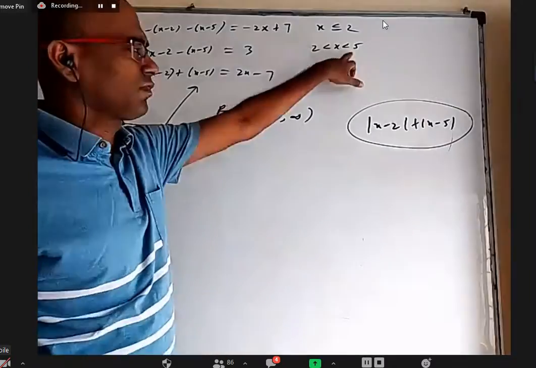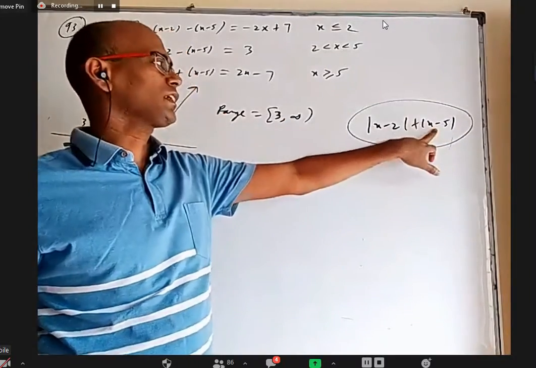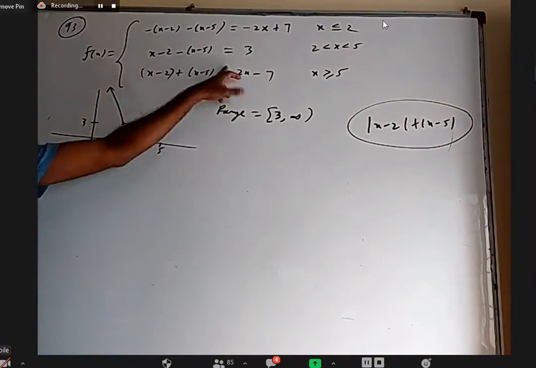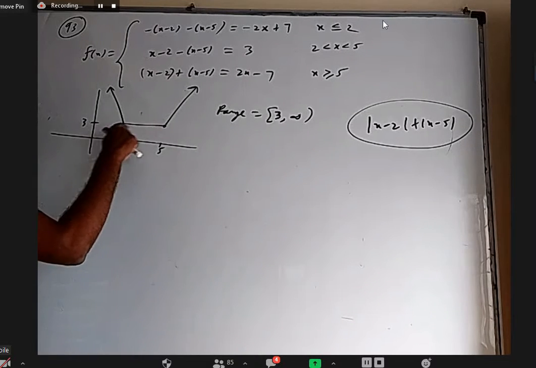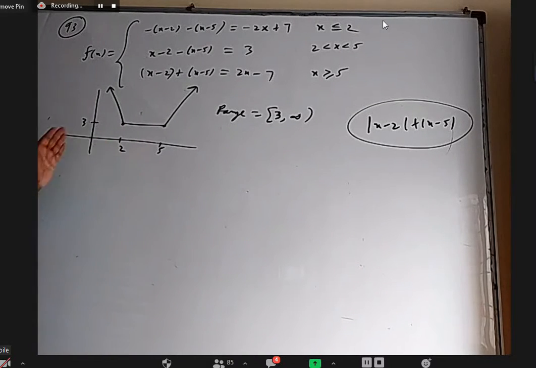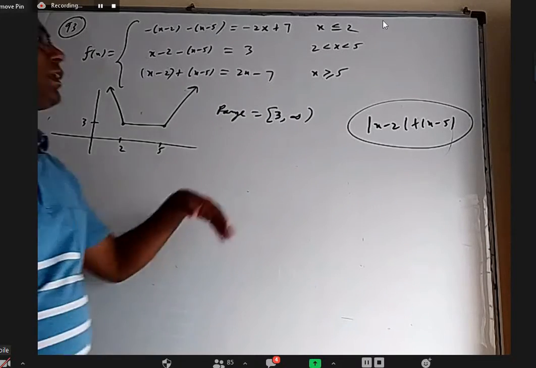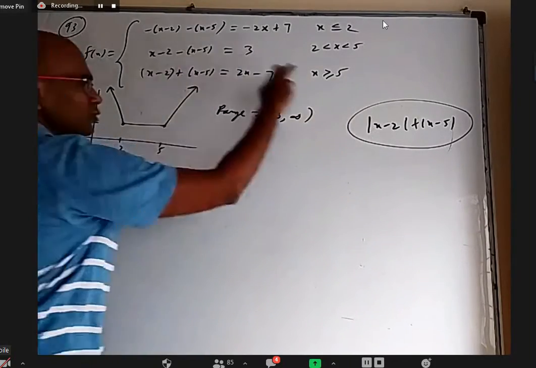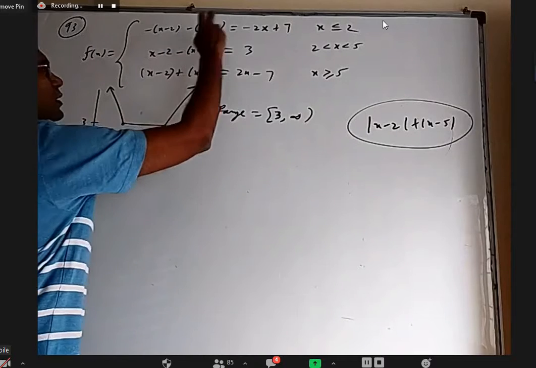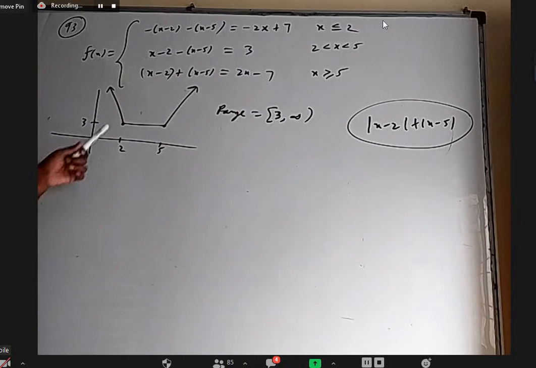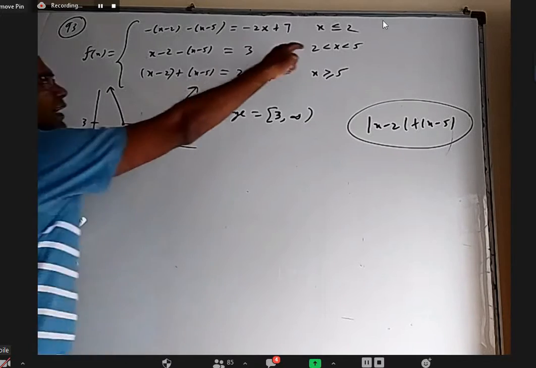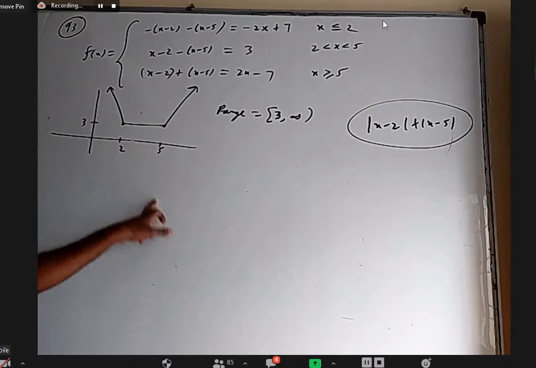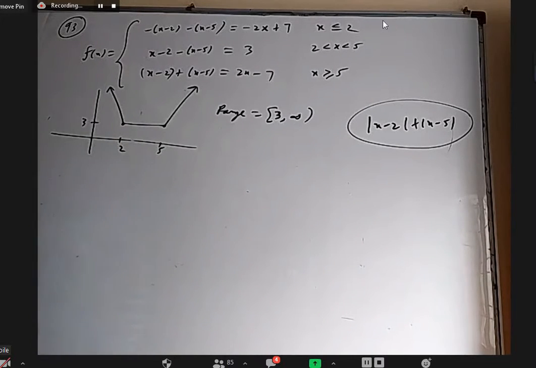When I take between 2 and 5, x minus 2 is positive, but x minus 5 is negative. So mod x minus 2 will become x minus 2, whereas mod x minus 5 will become minus of x minus 5, which gives 3. So between 2 and 5, everywhere it is 3. Before 2, x minus 2 is also negative, and x minus 5 is also negative. So mod x minus 2 will become minus of x minus 2, and mod x minus 5 will become minus of x minus 5, which is minus 2x plus 7. Again, at 2 its value is 3, and it is a line with slope minus 2. The extension of the line is there, but we should only take before 2, not after 2.